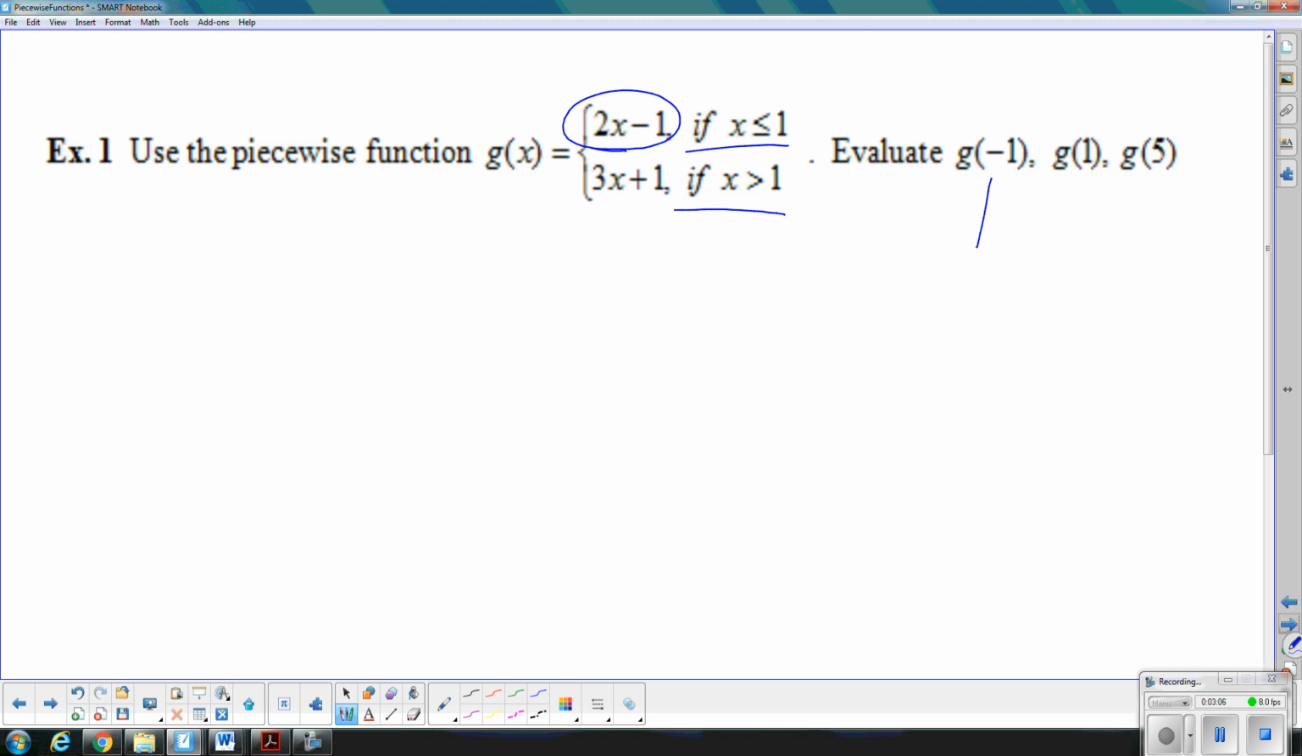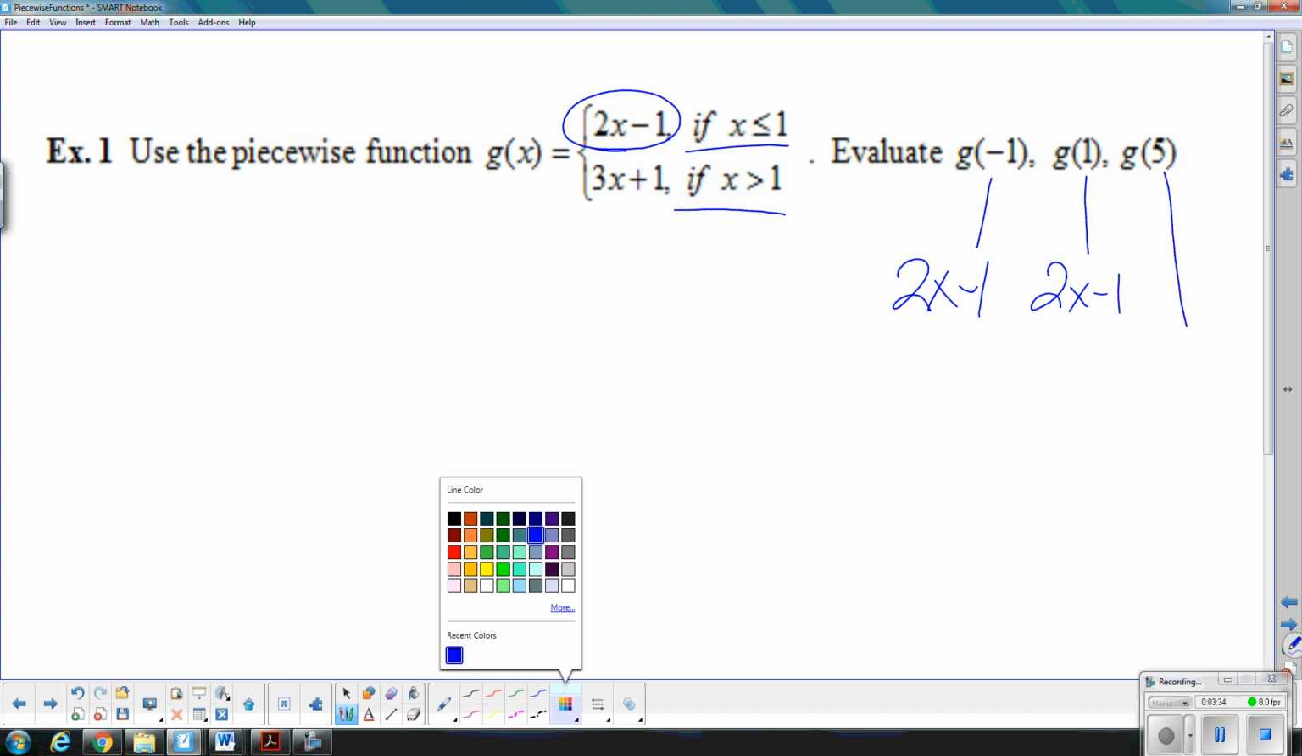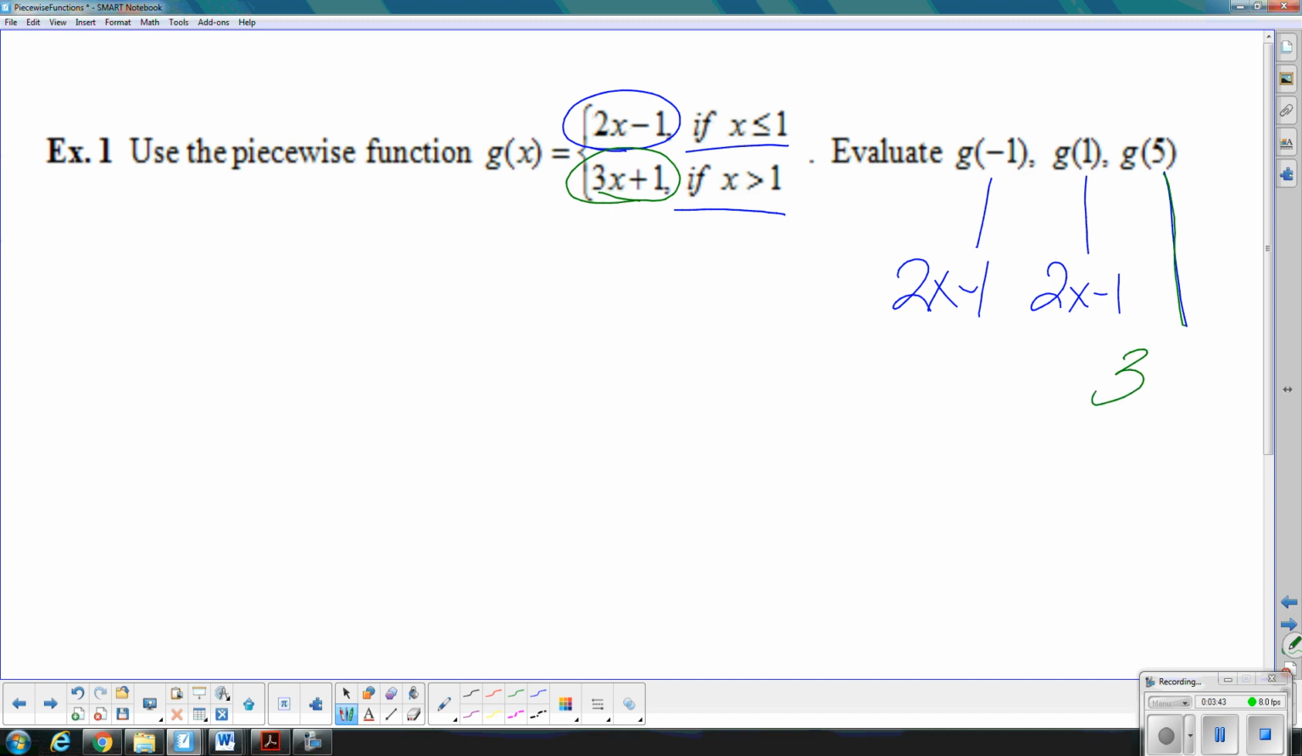So for this one, -1 is less than or equal to 1, so we're going to use 2x minus 1. For the second one, g of 1, that's when x is less than or equal to 1. It's equal to 1, so we're going to use 2x minus 1. And for the third one, g of 5, 5 is greater than 1, so we're going to use the second one. So we're going to use, for g of 5, 3x plus 1.